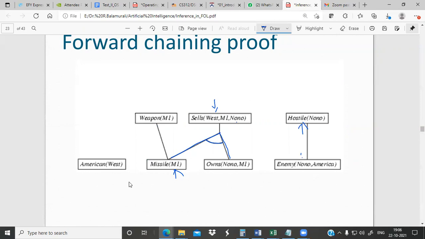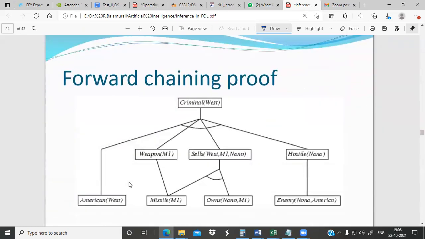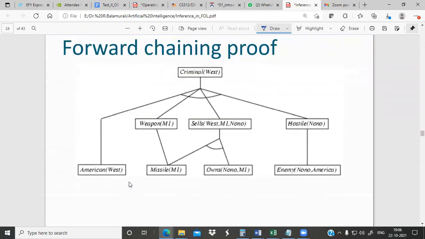Now from all these things, we know that West is an American and M1 is a weapon, and West has sold M1 to Nono, and Nono is a hostile. From all these things, 1, 2, 3, 4, we can infer that West is a criminal, right? So this is what is called forward chaining.